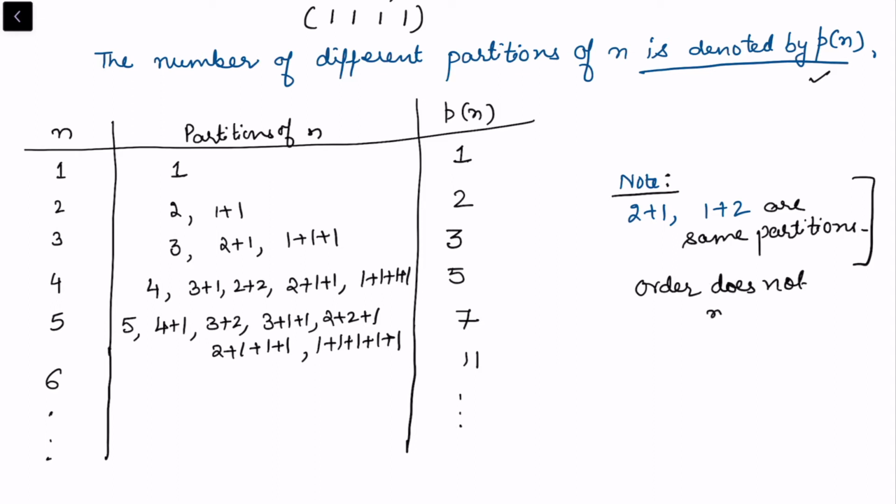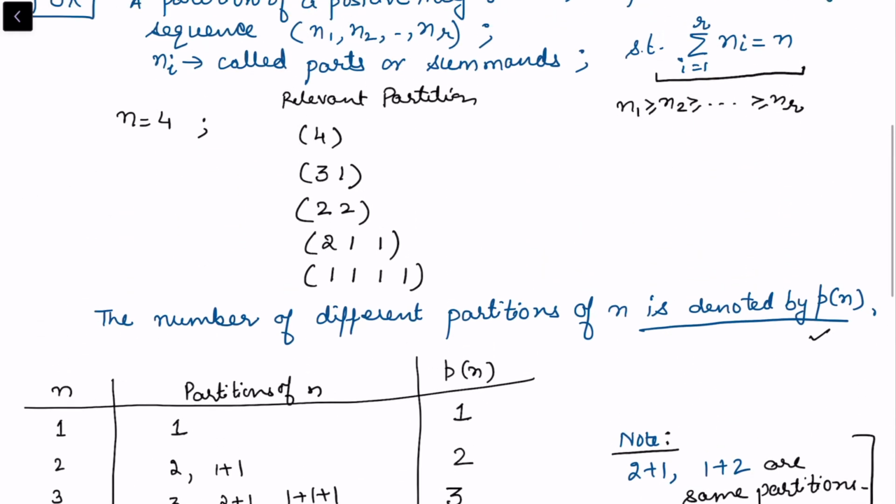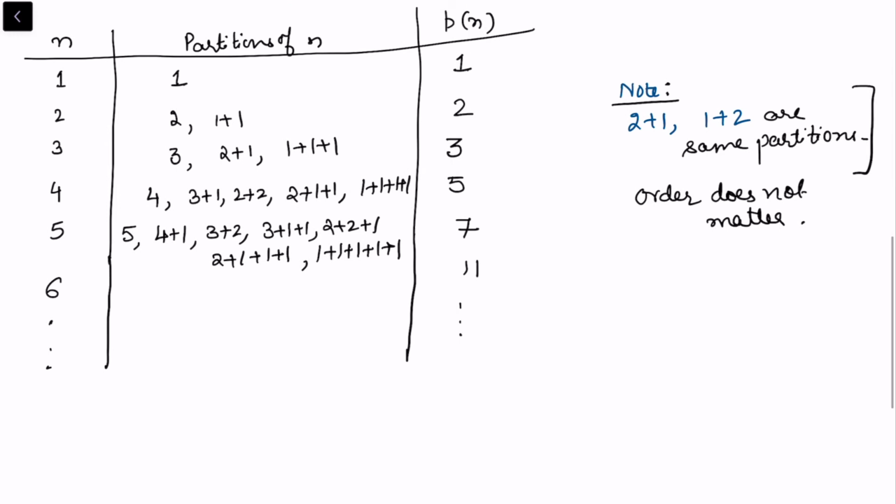So just to be brief, so that we do not get confused in the order, we write the partition in a non-increasing order, so that we always write like 2, 1, 1, and we do not get confused with 1, 2, 1 or 1, 1, 2. They are the same. So this is why we have mentioned clearly that order does not matter.